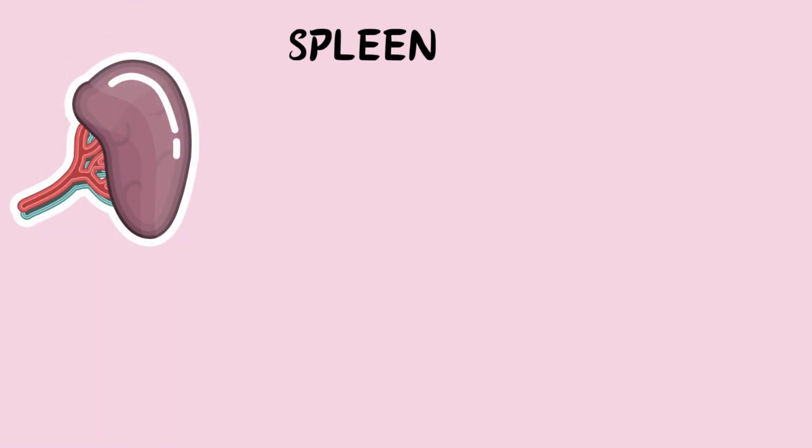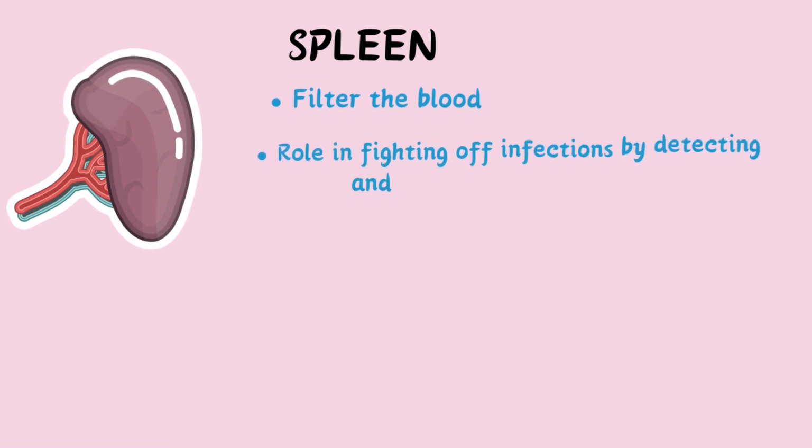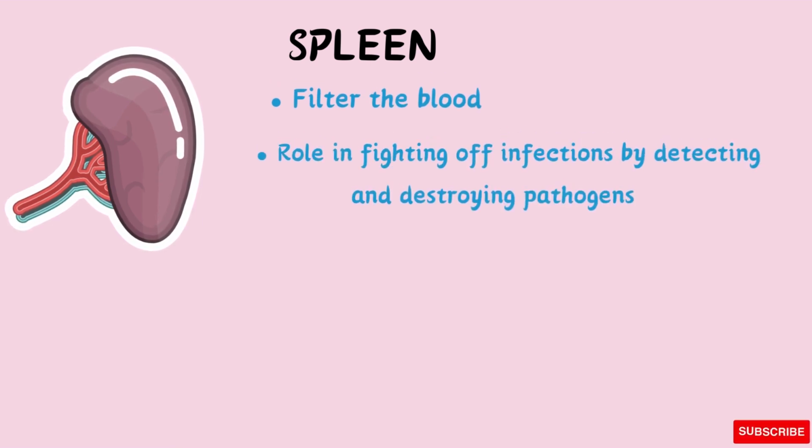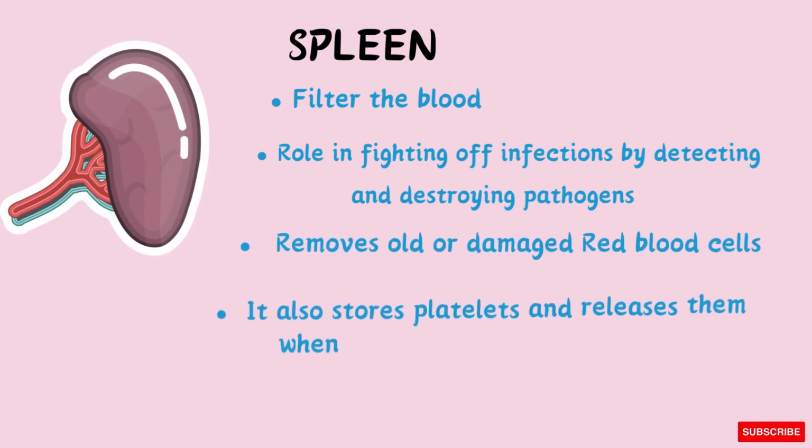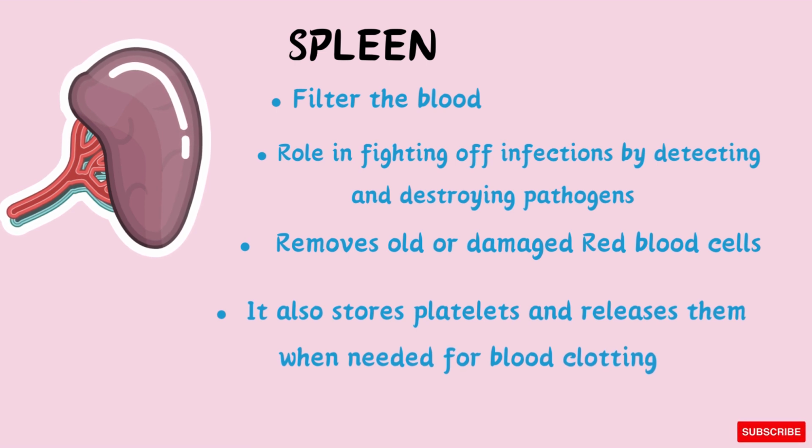Another lymphoid organ, the spleen, is an important organ in the human body located in the upper left quadrant of the abdomen, just beneath the ribcage. The spleen helps to filter the blood and plays a role in fighting off infections by detecting and destroying pathogens. It removes old or damaged red blood cells and recycles their components. It also stores platelets and releases them when needed for blood clotting.